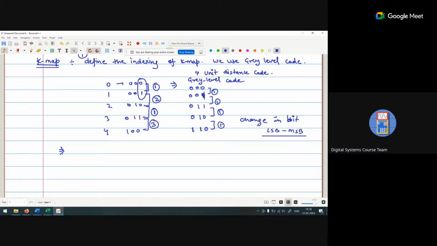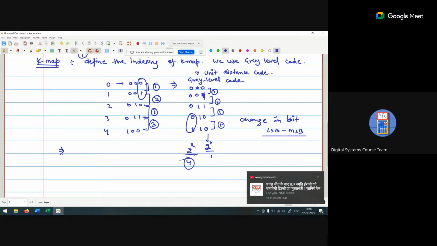I think your doubt is that if the LSB is changed, we represent 2 raised to power 0 as 1, so the distance is 1. And if the MSB is changed, 2 raised to power 2, we represent the distance as 4. But this is not on the basis of weights. We are not saying that it is a weighted distance. It is a normal distance.